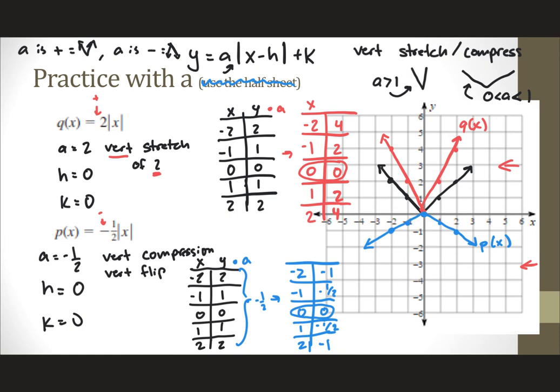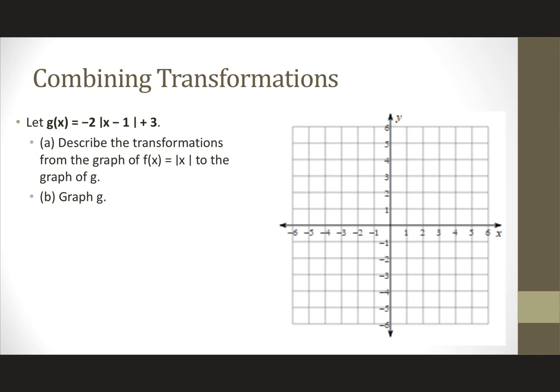Now, so far, we've only done one value at a time, one letter at a time. Let's see what happens when we put 2 transformations together. When you do this, the exact same rules apply, but you're just going to go in order. So my vertex form is y is equal to a times the absolute value of x minus h plus k. You're going to go in order down that list. You're going to do a first, then h, then k. That way you don't get confused. That way nothing gets messed up.